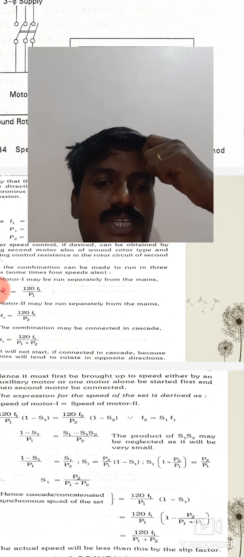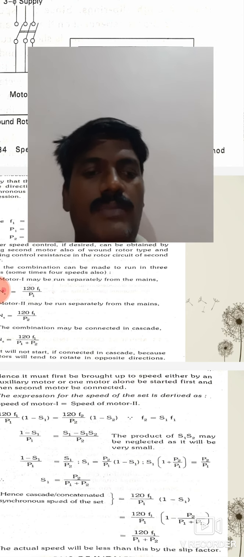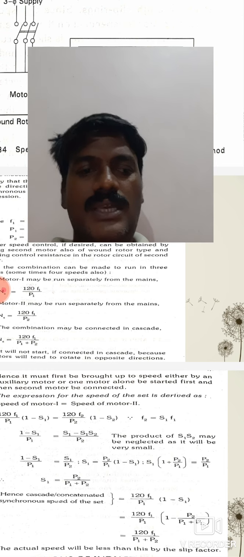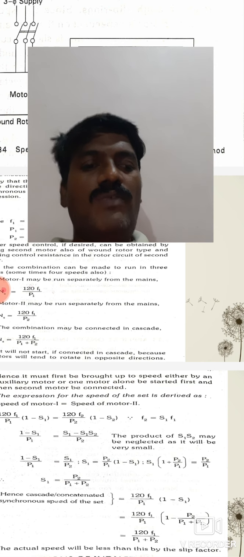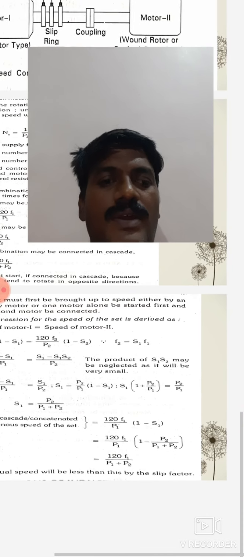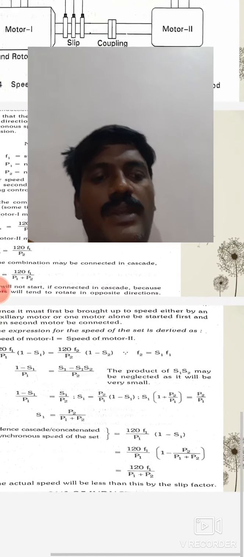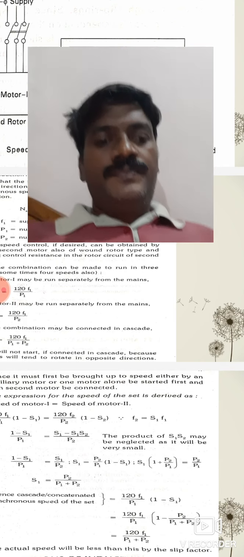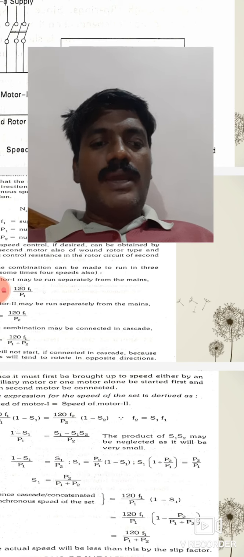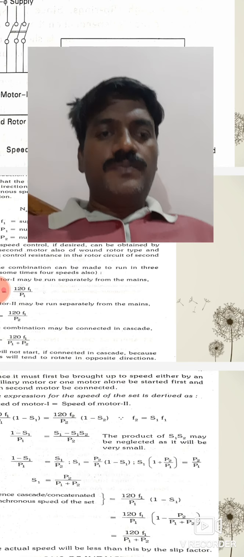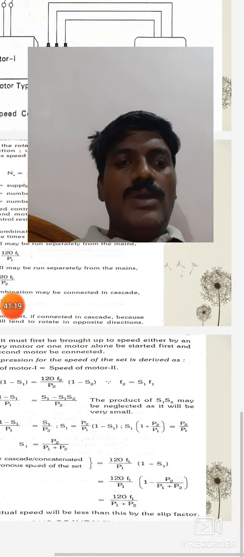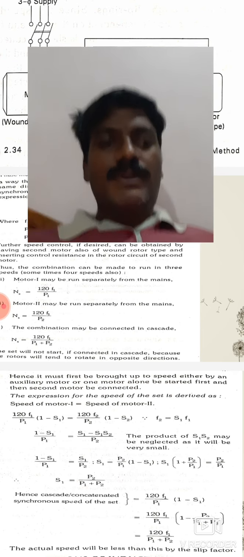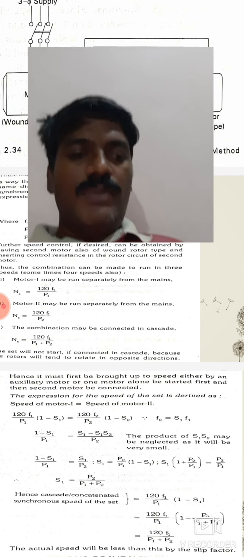That means in a cascade connection, the synchronous speed of the set is given by 120 into f1 by p1 into 1 minus s1. So 120 into f1 by p1 into 1 minus, what is s1? That is p2 by p1 plus p2. By simplification, we get 120 into f1 by p1 plus p2. The set synchronous speed is given by 120 into f1 by p1 plus p2, right? So suppose p1 is 4 and p2 is equal to 2, then p1 plus p2 is 6, right?